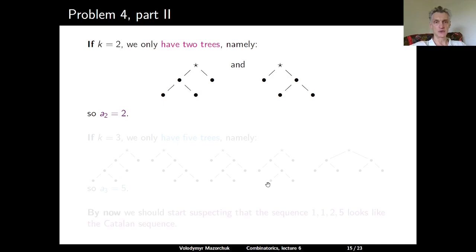If k is equal to 2, we have 2 trees. So the first is the root with 2 children. One of these children has no children of its own, and another one has 2. And this can be the left one or the right one.